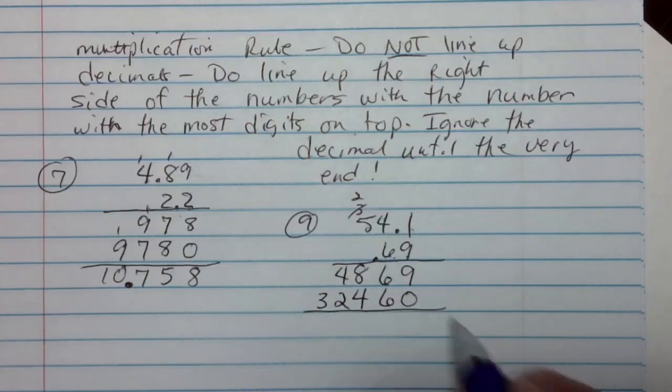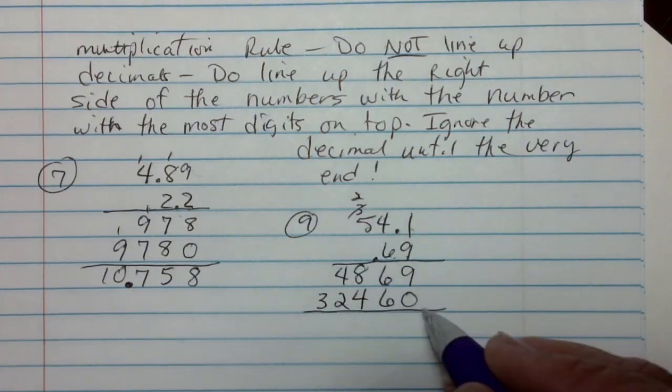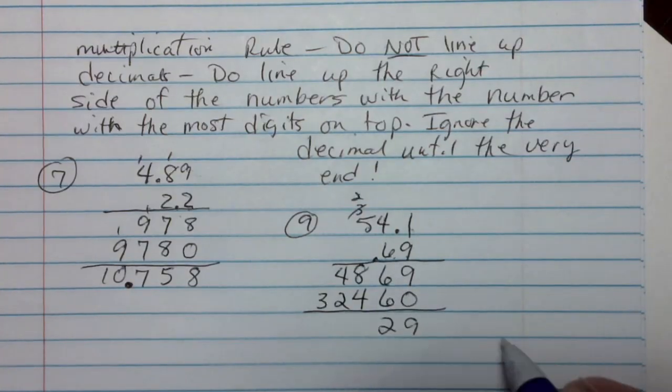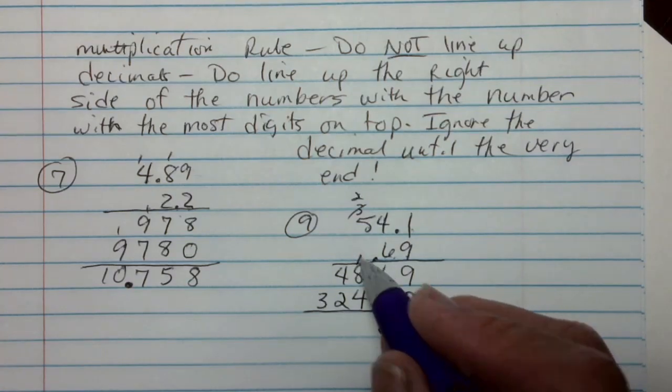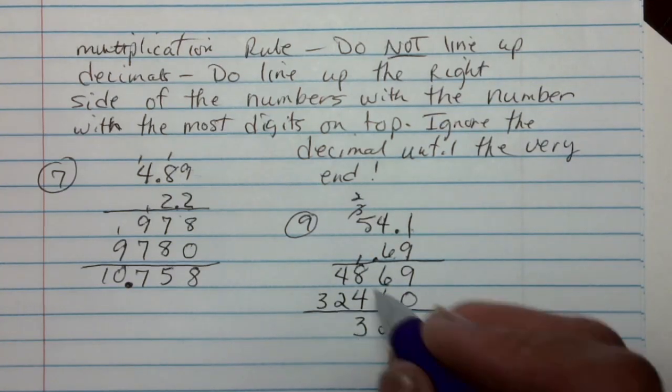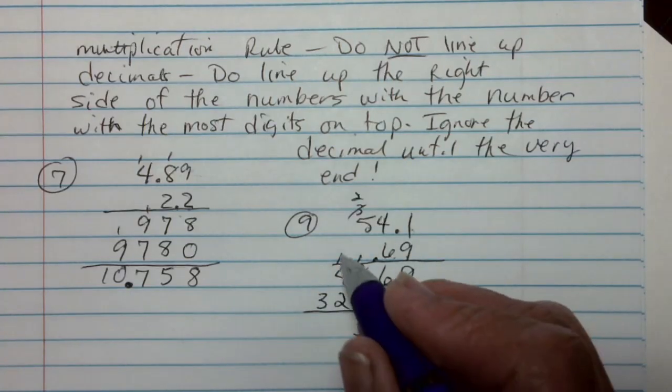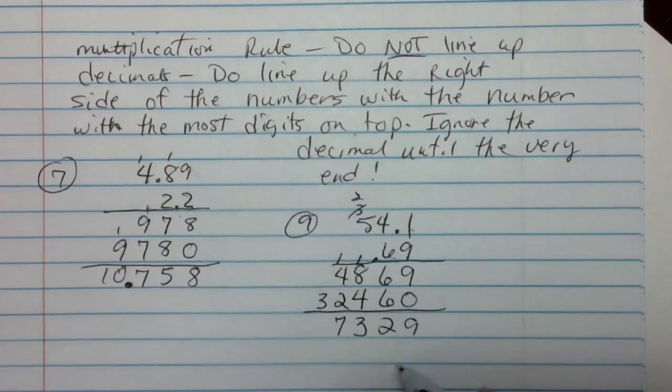Draw a line and add them up. 9 plus 0 is 9. 6 plus 6 is 12. Write down the 2, carry the 1. 8 plus 1 is 9. 9 plus 4 is 13. Write down the 3, carry the 1. 4 plus 2 is 6, plus 1 is 7. And 3 is just 3.